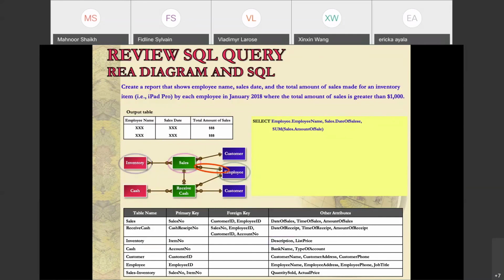And also, there is a connection between the sales and employee, right? The employee ID is the foreign key of the sales table, right? So from employee, we inner join sales on employee ID, employee.employeeID equals sales.employeeID. Is that enough? No, right? We have to inner join other things too.